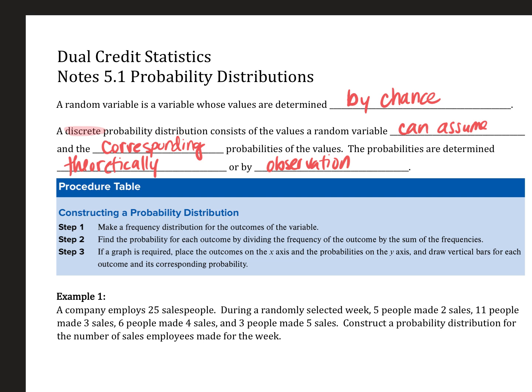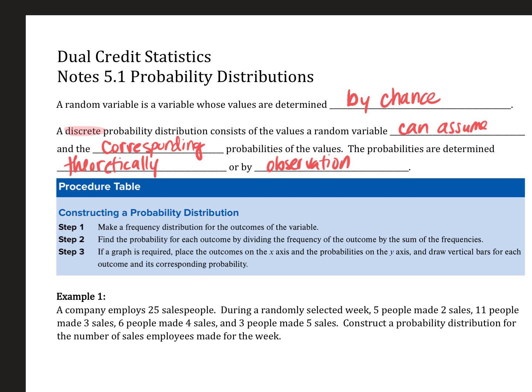So the number of people in this room, the number of people who forgot their calculator, the number of students in the school. So that is discrete, whereas continuous would be something like time, because it can be broken down further. Length, distance, okay? So know that for probability distributions, these are discrete values.